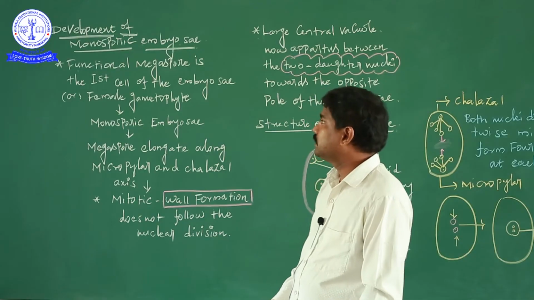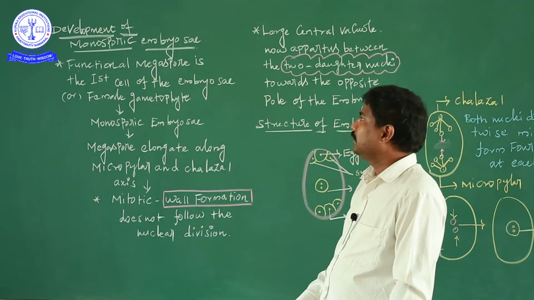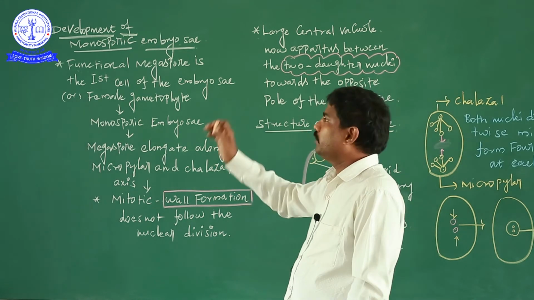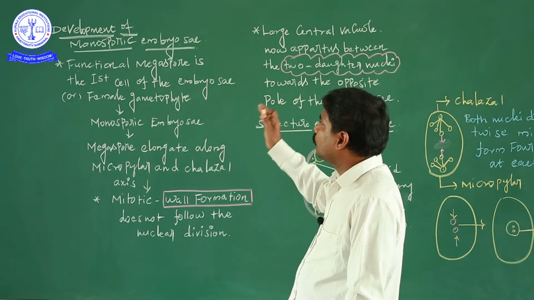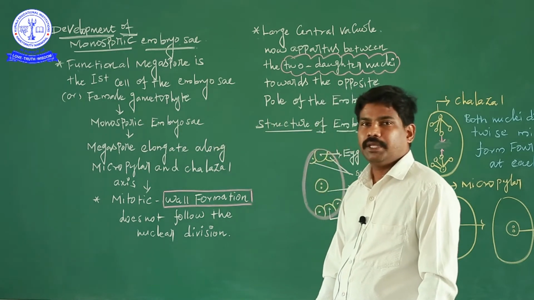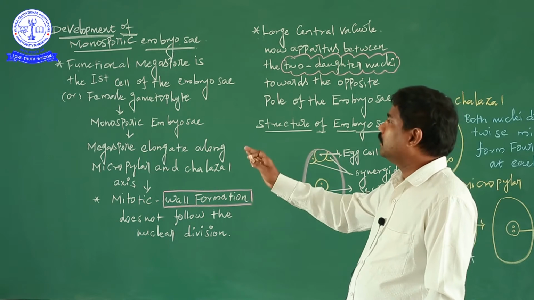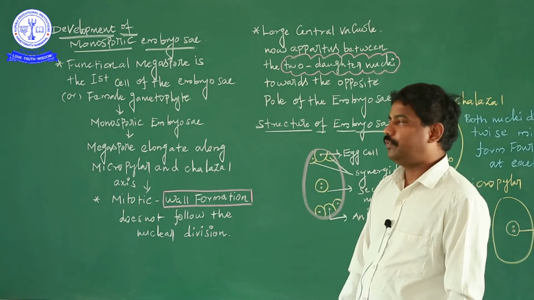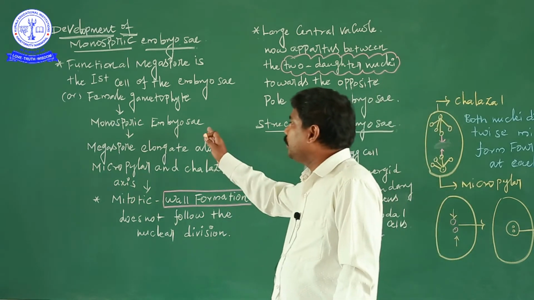Okay, we have already discussed the diagram, and now the explanation of the development of the monosporic embryo sac. First of all, the functional megaspore is the first cell of the embryo sac, the female gametophyte. That is the monosporic embryo sac.